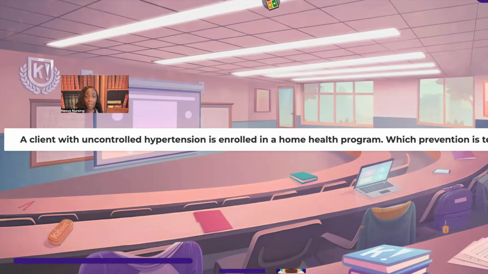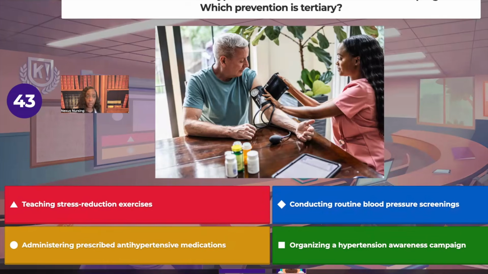Okay, a client with uncontrolled hypertension is enrolled in a home health program. Which prevention is tertiary? And you all better get this right. I just explained to you the difference. Okay, here are your options: teaching stress reduction exercises, conducting routine blood pressure screenings, administering prescribed antihypertensive medications, or organizing a hypertension awareness campaign. So your patient has uncontrolled hypertension and they're enrolled in a home health program. Which prevention is considered tertiary?